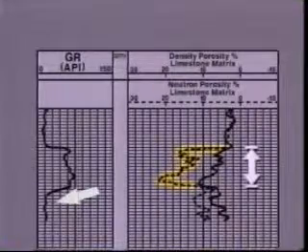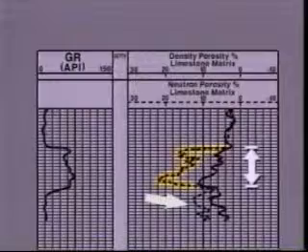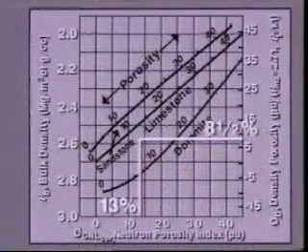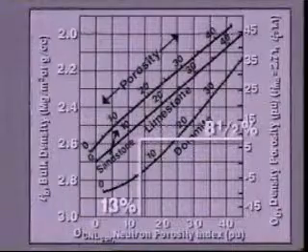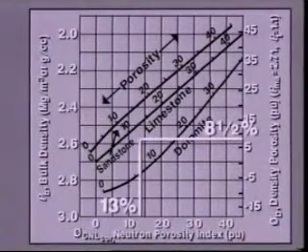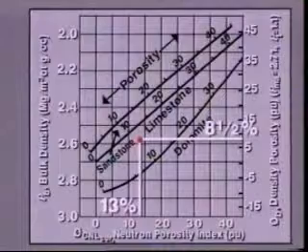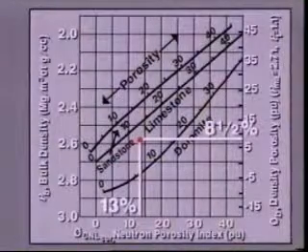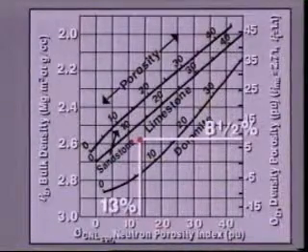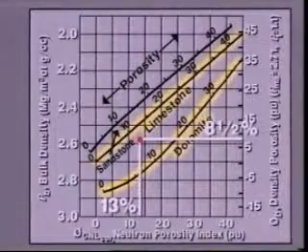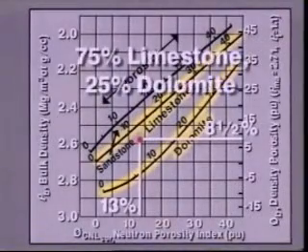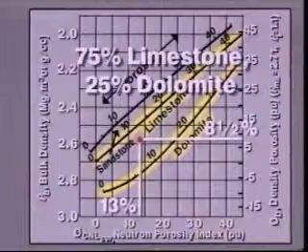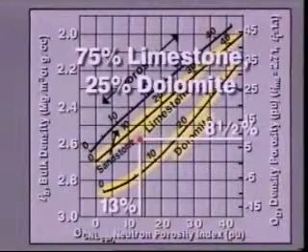Here, however, the low gamma reading indicates an absence of shale, yet we have a relatively high neutron porosity reading. Here we read a neutron porosity of 13% and a density porosity of 8.5%. Placing these values on our cross-plot, we establish a point here which falls about 1/4 the distance from the limestone line towards the dolomite line, thus indicating the formation is 75% limestone and 25% dolomite.